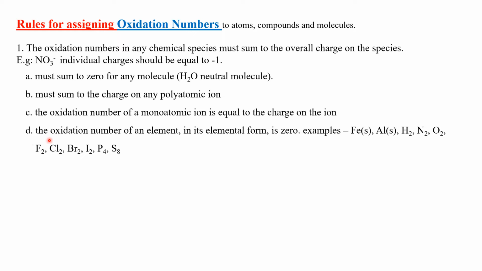Next is the oxidation number of an element in elemental form. Elemental form means, for example, iron. If you take Fe, this is an element. Aluminum is an element. Those are pure substances, elements, not compounds. Hydrogen, H2, N2, O2, these are elements. P4S8. So you will know the difference between an element and a compound.